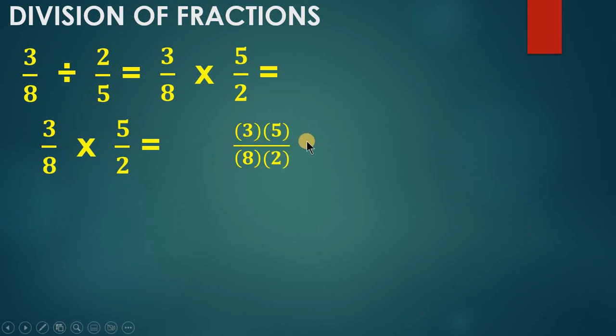So, 3 times 5 and 8 times 2. So, 3 times 5, syempre, that's 15. Then, 8 times 2, we have 16. Okay, so, kung mapapansin natin, ito na yung final answer, kasi nga, wala namang greatest common factor ang 15 and 16. Then, hindi naman siya ma-convert into mixed fraction kasi nga, this is a proper fraction. Mas maliit yung ating numerator.